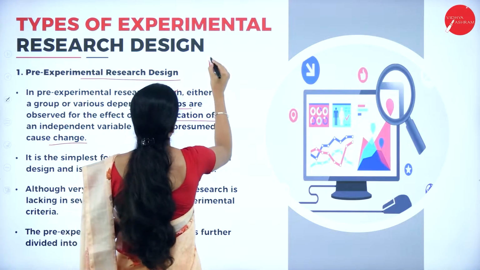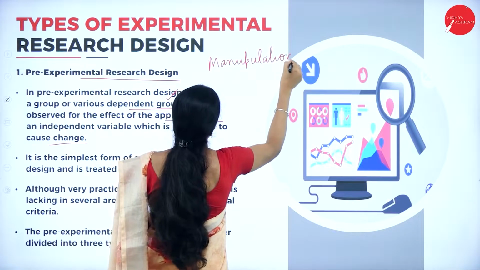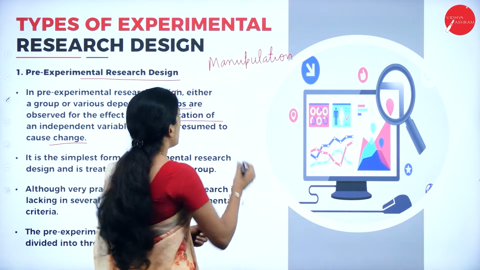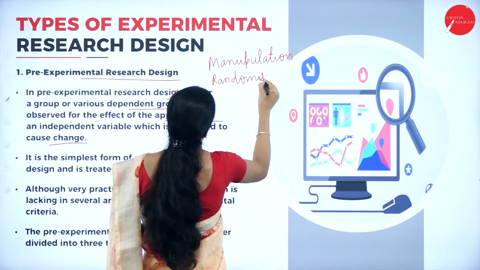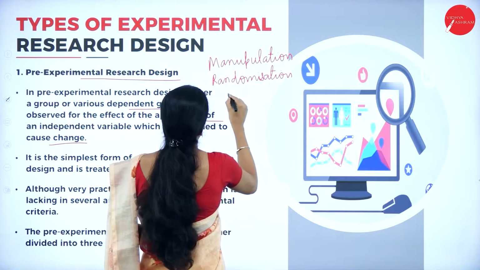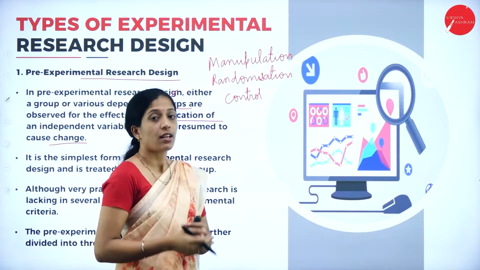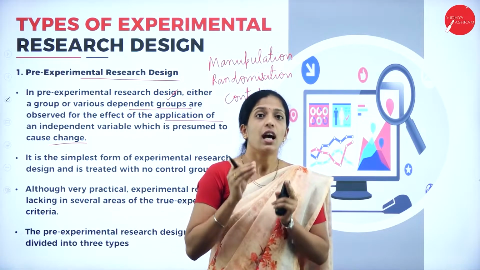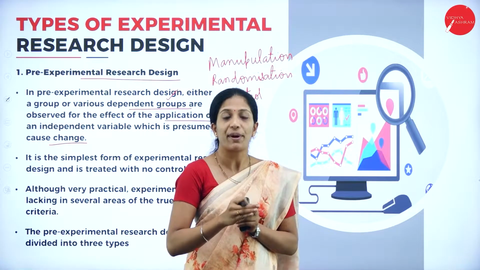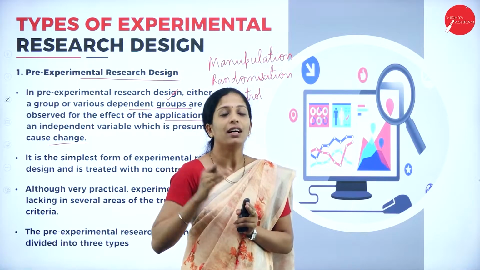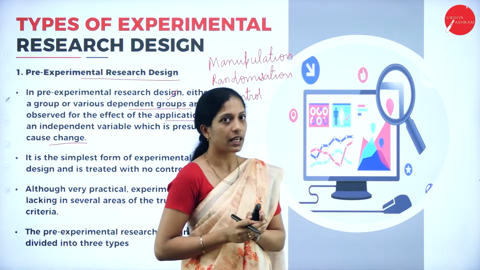Now under the types of experimental research, you have to remember 3 things. One is manipulation, another is randomization, and the next one is control. What do you mean by manipulation? Under manipulation, we are going to see how 2 variables vary. If there is any change in one variable, how it will affect the other variable. So here we are going to see the cause and effect relationship.